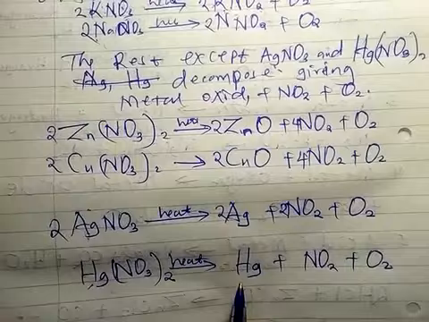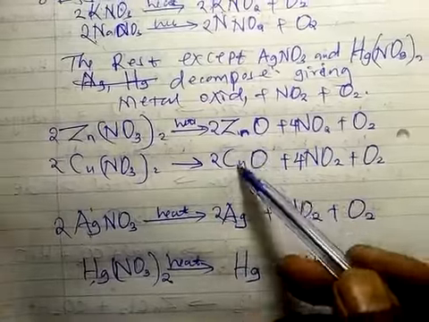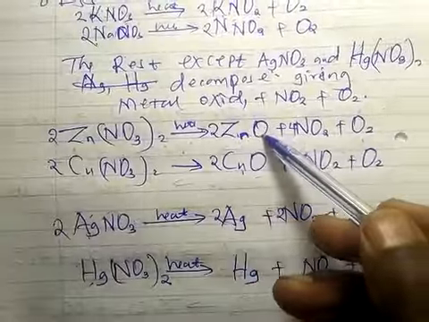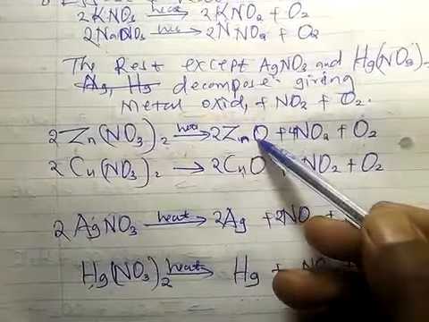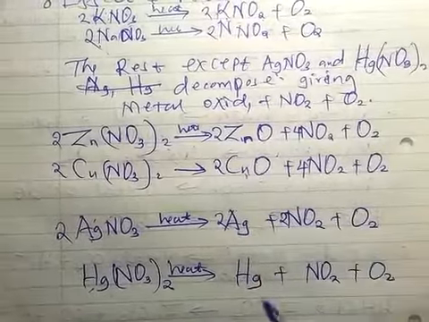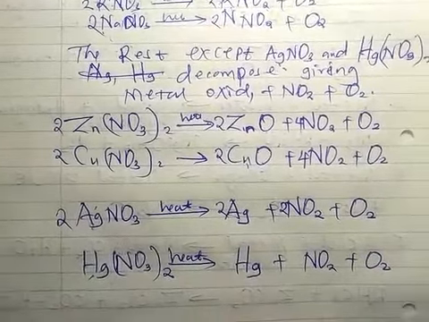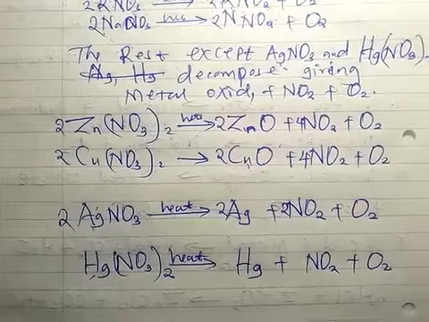Another important thing you should note is the colors of the oxides. You should know that copper 2 oxide is black, zinc oxide is white when cold, and yellow when hot. Those things you should also know, because they are very important in helping you to unravel some kind of questions being asked.